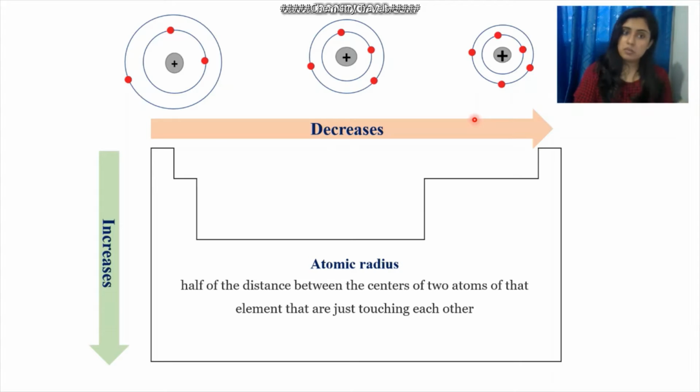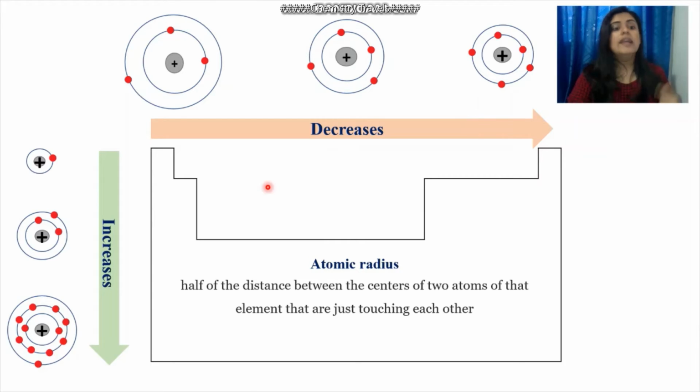But what happens when you move from top to bottom within a group? When you move from top to bottom of a group, the outermost shell also increases. This is like the first shell. Then the outermost electron of the next element would be in the second shell. The outermost electron of the next element would be in the third shell. So these shells are also increasing.